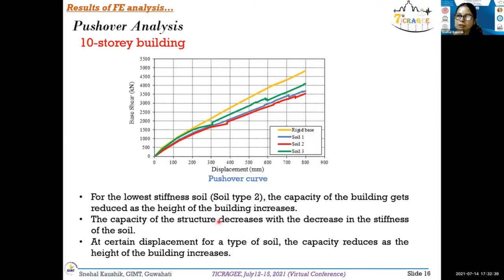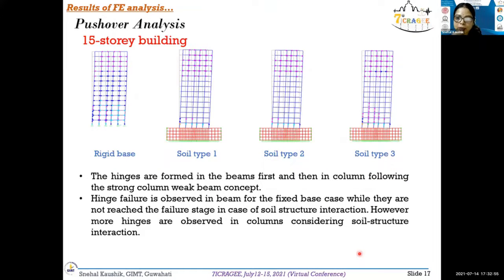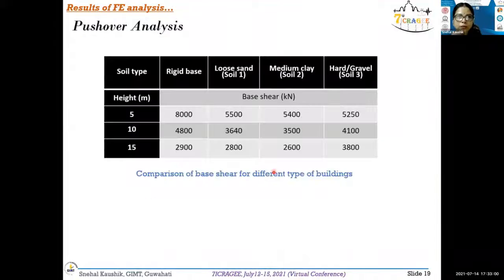So as we increase the size of the building, and when we consider the soil structure interaction, the capacity is reduced. A similar thing we have observed in the case of the 15-story building also. Whenever the height of the building goes up, the capacity is reducing. This is the capacity that we have got from the pushover analysis. And here we can observe that for the rigid base we are considering the higher capacity, and we are designing for higher forces if we are not considering the soil structure interaction.